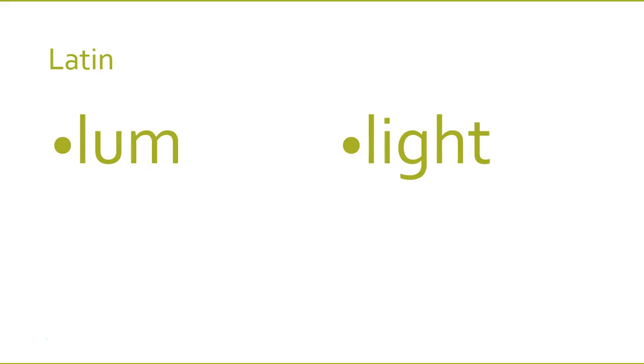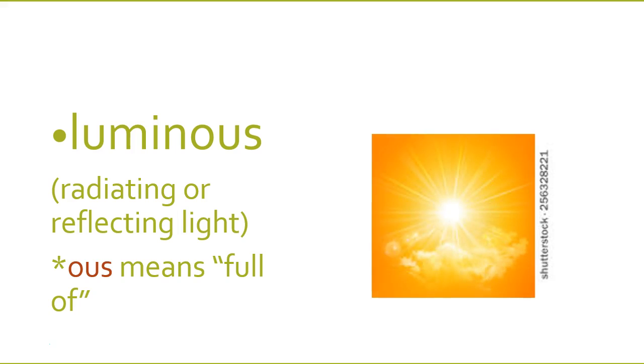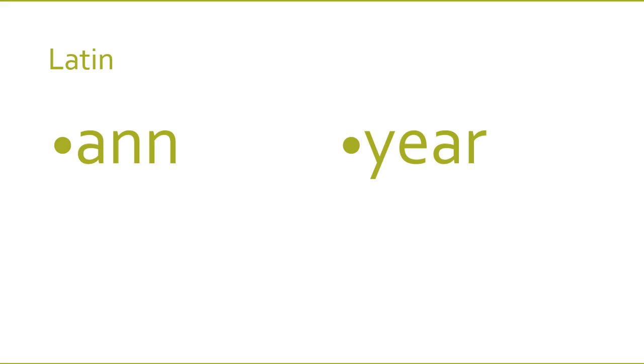The next stem is lum. Lum means light. This is where we get words like luminary or luminous. I want to talk about the word luminous. Now, the stem ous means full of. So what we're looking at is a word that means full of light. So like in this picture, the sun is shining through the clouds, so we would say that the clouds are luminous. They are full of light.